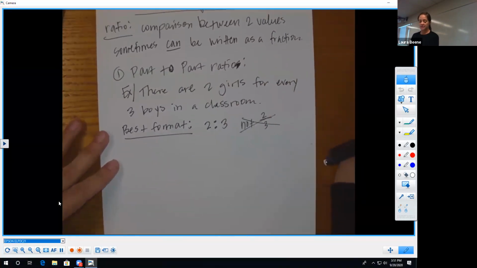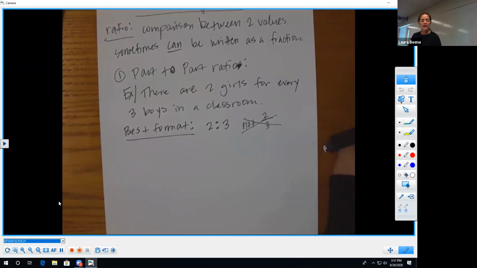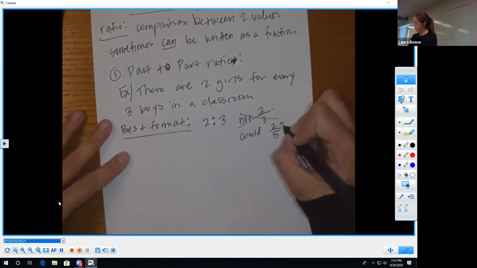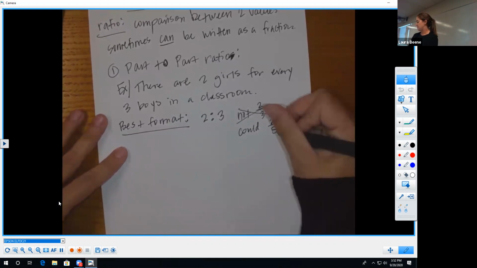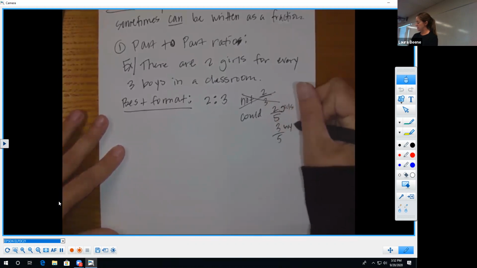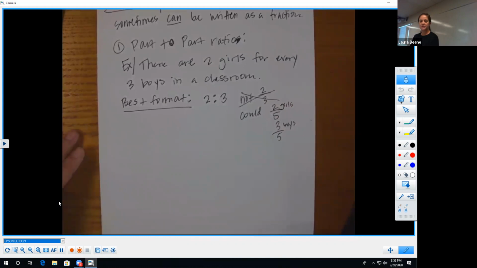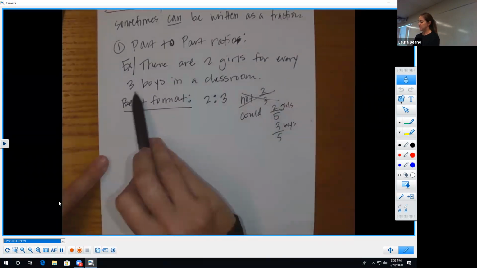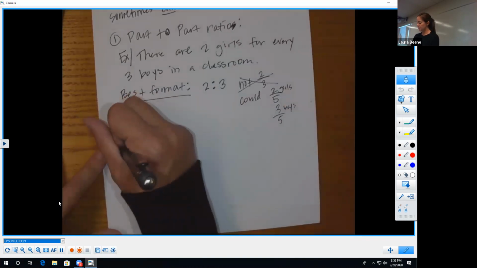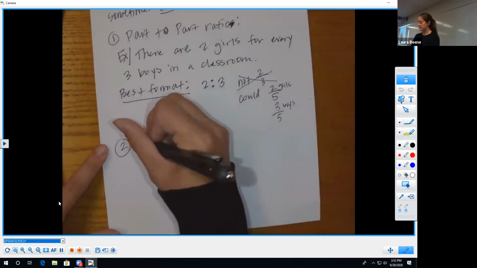Okay, you can still write this as a fraction, and again, if you've read from the textbook, you've already seen this. The way we could write this as a fraction would be there's 2 girls for every 5 students in the classroom, because 2 and 3 makes 5. So you could write it as 2/5, 2 girls for every 5 total students. You could also write it as 3/5 because it's 3 boys to every 5 total students. Okay, so that's one way you could do it. Just know that you can't use these specific numbers, the 2 and the 3, to write a fraction in a part-to-part ratio.